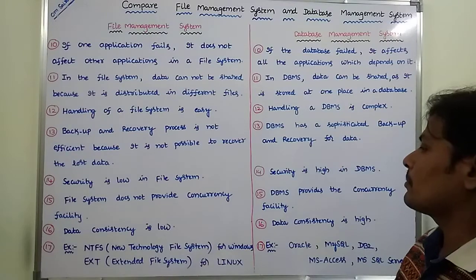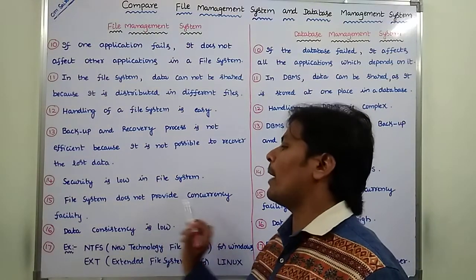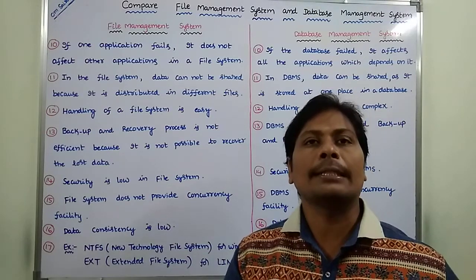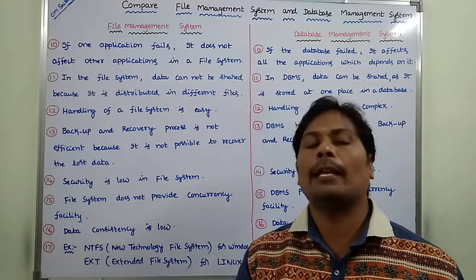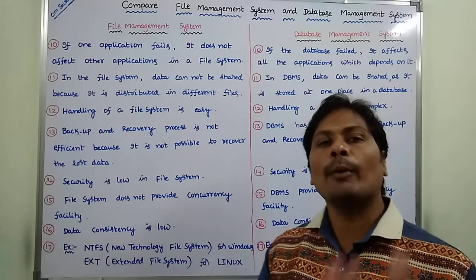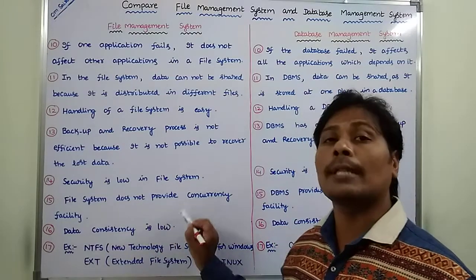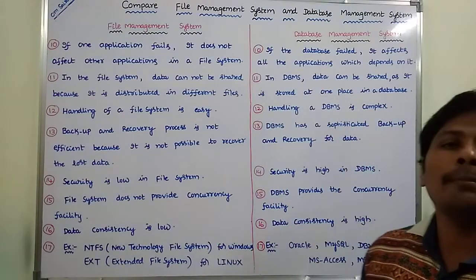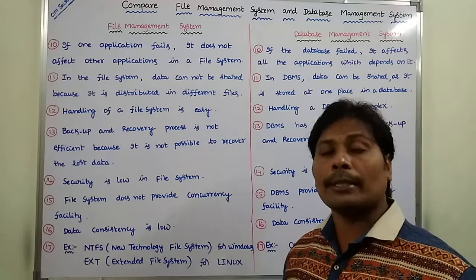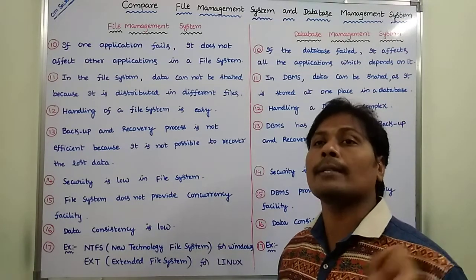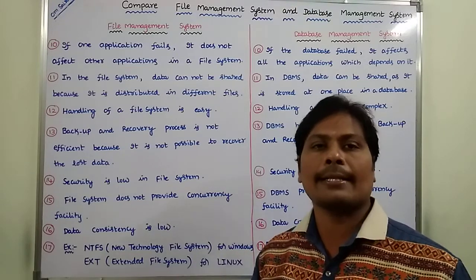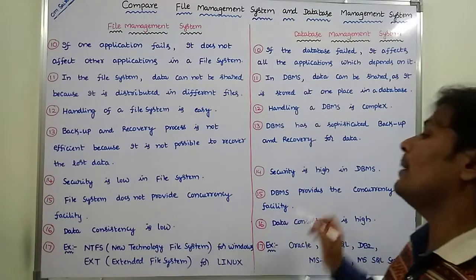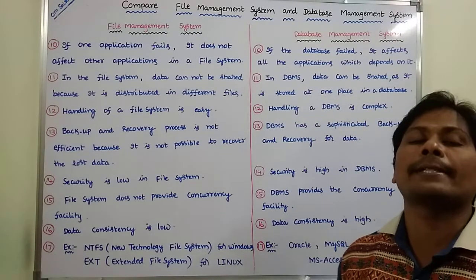Okay, next one. File system does not provide concurrency facility. At a time, multiple users cannot access the same file. So, because of that reason, we can say that file system does not provide concurrency facility. Here, at the same time, multiple users can access the data that is stored in the database. Because of that reason, DBMS provides the concurrency facility.